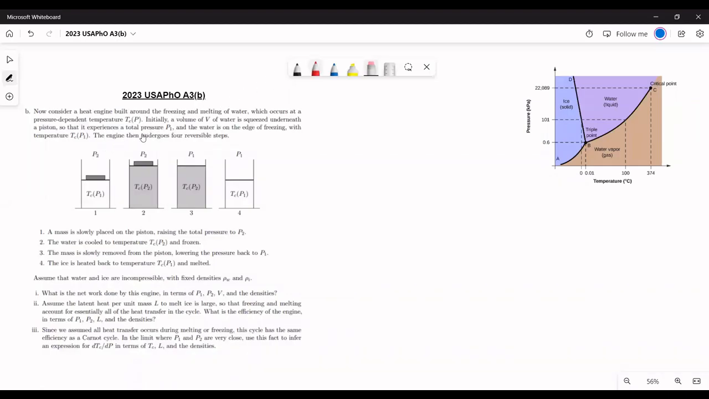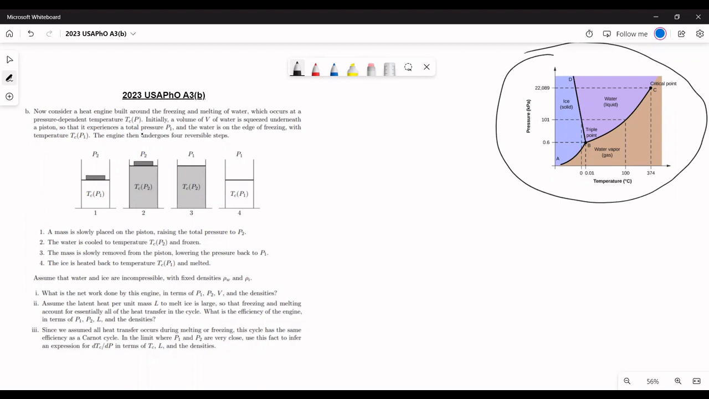Hello everyone. In this video, we're going to be talking about problem A3 from the 2023 USA Physics Olympiad. So this problem centers around phase transitions and basically calculating the coexistence curve of the transition between solid water and liquid water. So you may have seen a diagram that looks something like this before.